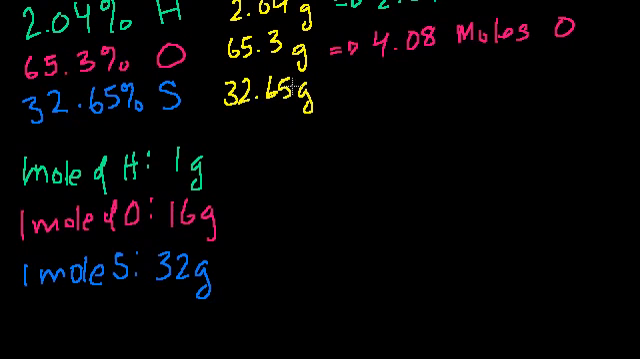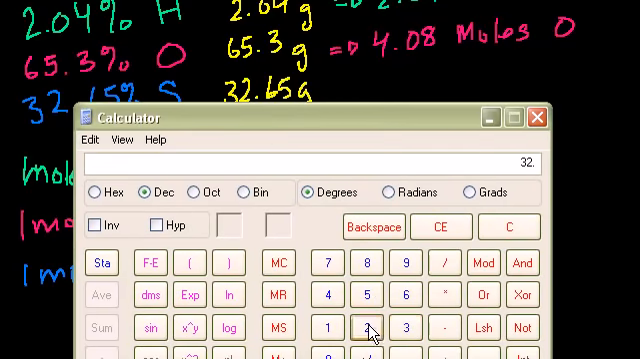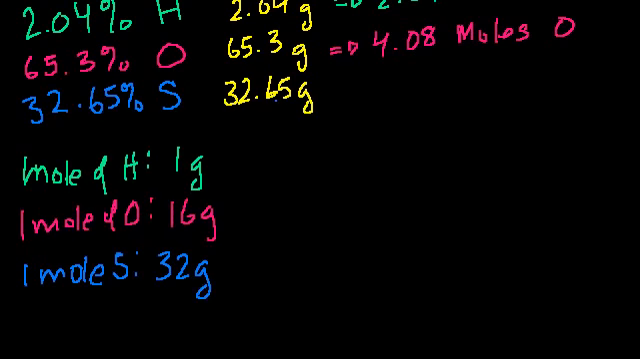So how many moles do we have? We have a little bit more than 1, but let's be precise here. We have 32.65 grams of sulfur, and we divide by 32 grams per mole. We have 1.02 moles of sulfur. And this was hydrogen up here.